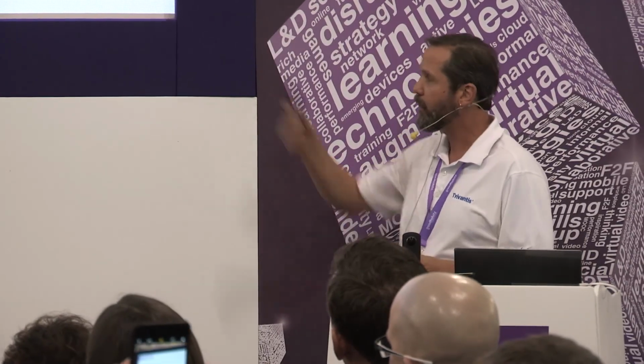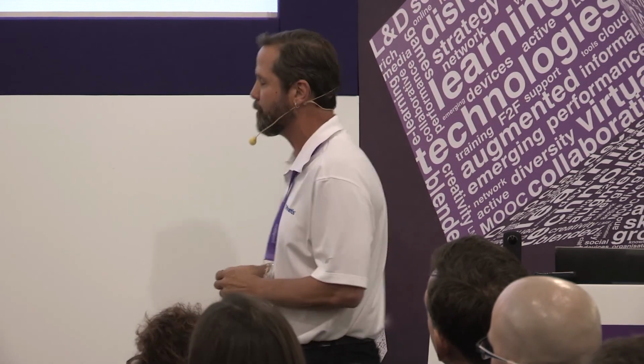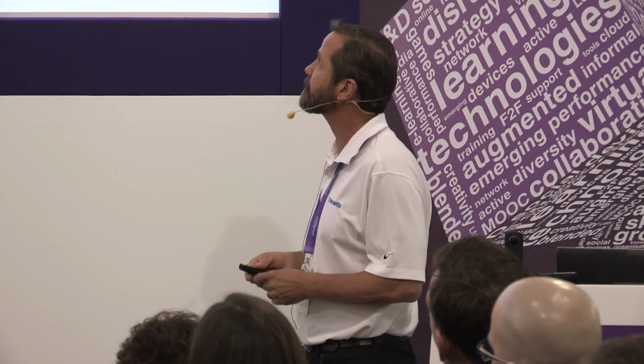And they actually did some VR training for gallbladder dissection, and they tested it versus conventional methods as well. They had a VR group and a control group, and that VR group was 29% faster. And to me, this is most important when somebody's working on my gallbladder: they were 6 times less likely to cause an error in the procedure. So that's saying something right there. So yes, it is certainly more effective.